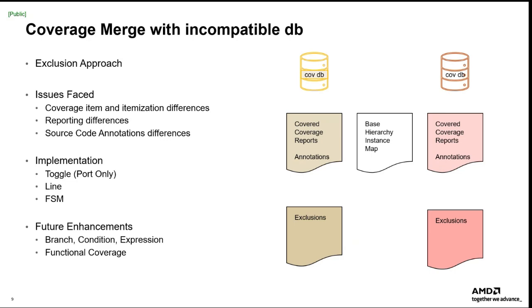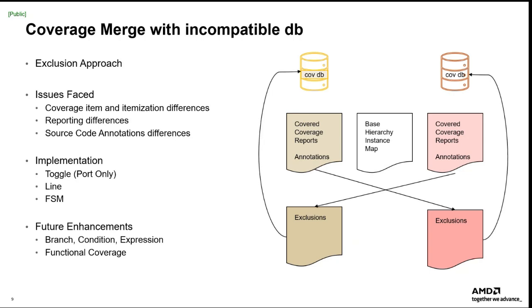Then our script generates the base hierarchy instance map, and from that, it analyzes each of the items in this report and generates exclusions in a form that the other tool or the other vendor can understand. In that way, we can apply those exclusions to the target coverage database, and basically we can achieve a merge of two databases. That sounds pretty easy, but trust me, it's not.